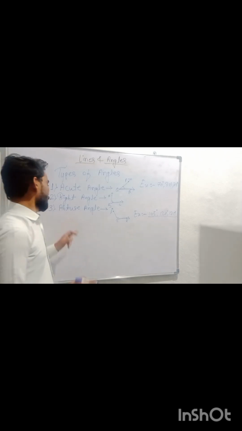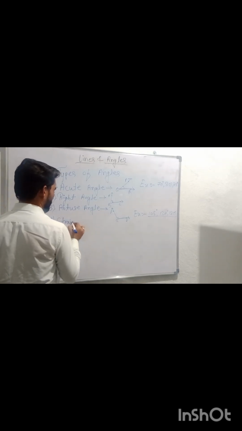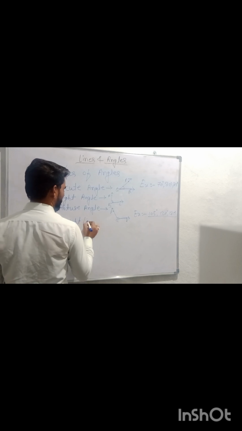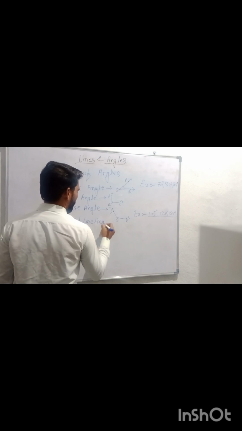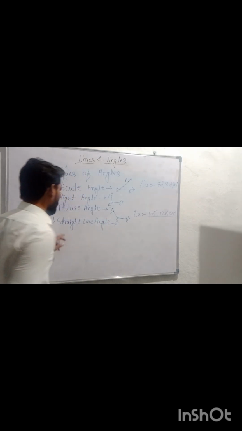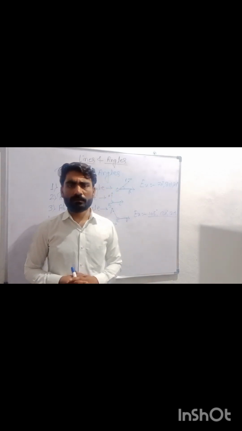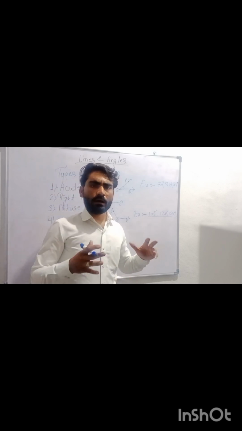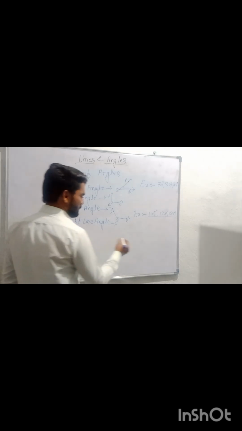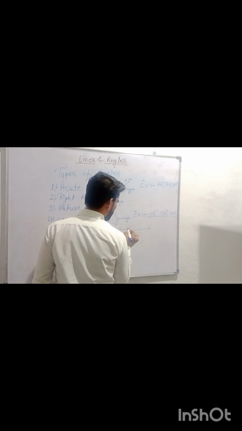Okay, dear students. Next, the fourth one is straight angle. A straight angle is one whose measure is exactly 180 degrees. An angle having exactly 180 degrees, we call that angle a straight angle. You can see here, this is a straight line.